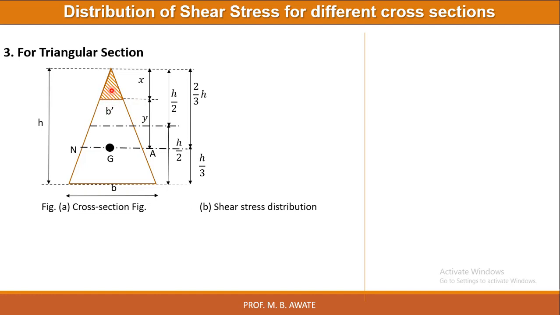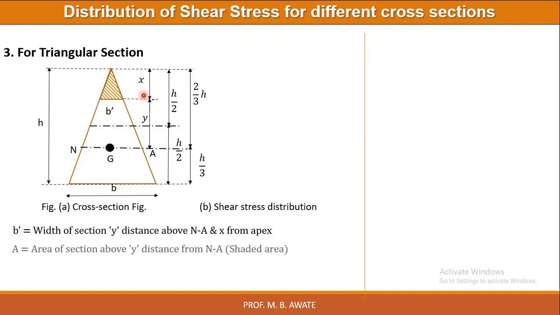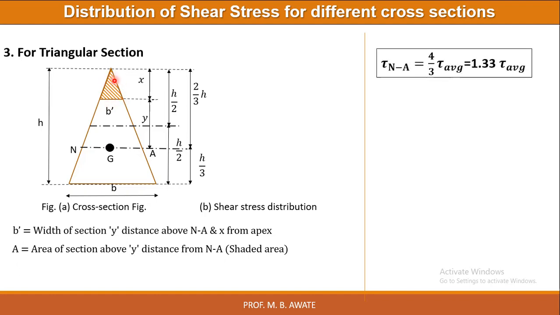and the area above that particular layer is shown by the shaded region, and b dash is nothing but the width of that particular layer which is at a distance y from the neutral axis, and the distance of this layer from the apex is equal to x. And here you can see h by 2 is nothing but half of the height of the triangle, that also we have shown here. So see, b dash is the width of the section at a distance y from the neutral axis, and this layer is at a distance x from the apex, and this is the shaded area which is the area of section above y distance from the neutral axis, we have shown by the shaded region.